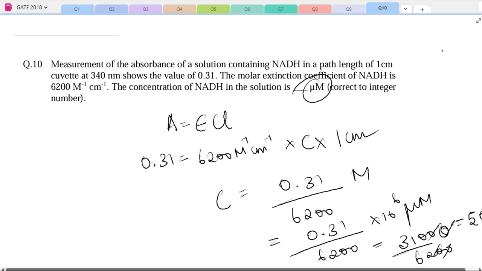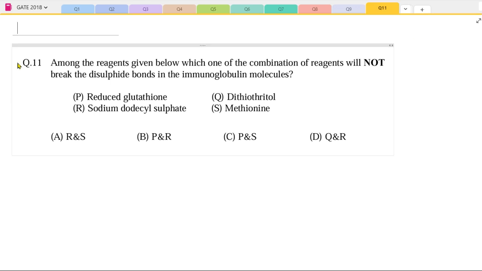Yes, it is actually 3,100,000. 3,100,000 divided by 6,200, which is equal to 50. So the correct answer here is 50 micromolar. So be careful with the exponents here. Yeah, it is very easy to get distracted and then miss the zeros here. So it's very easy to make mistakes here. So here the correct answer is 50 micromolar. So be careful with the units. Moving on to the next question.